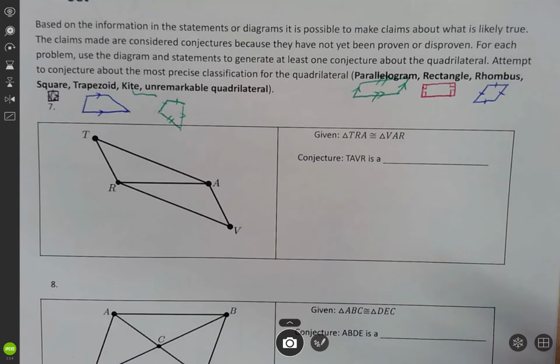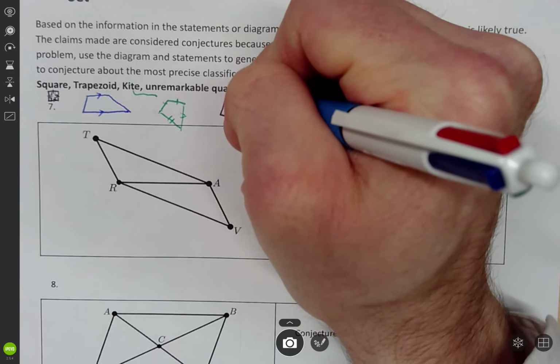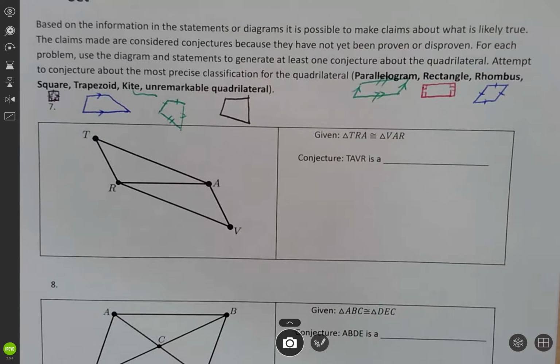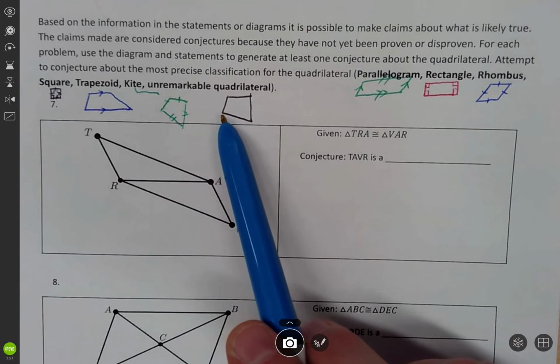An unremarkable quadrilateral simply means it's got 4 sides and I don't necessarily know anything about it. So this would be an example of an unremarkable quadrilateral. They're not necessarily parallel, they're not congruent, I don't really know anything about it. So if you're looking at the picture and the given information doesn't really tell you anything, then the conjecture would be unremarkable quadrilateral.